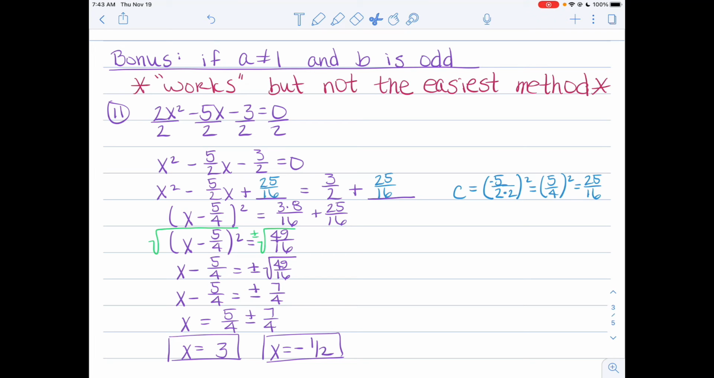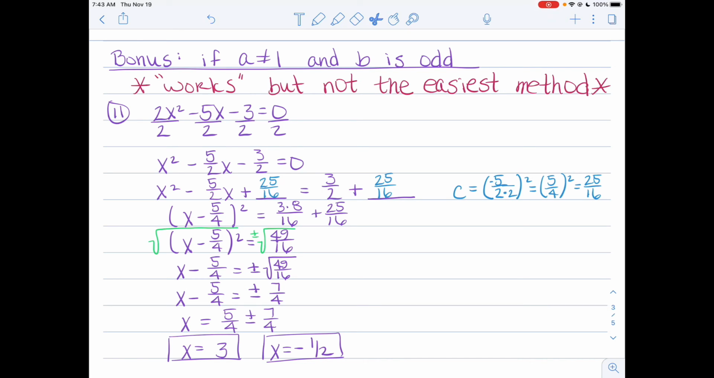All right. So luckily for us, this is a nice perfect square. It's the perfect square of 7 on the top and the perfect square of 4 on the bottom. So at least that works out nicely for us. Now we move the 5 over 4 to the other side, and we even have a common denominator. So that works out nice as well. And I find out that x is equal to 3 or x is equal to -1/2.